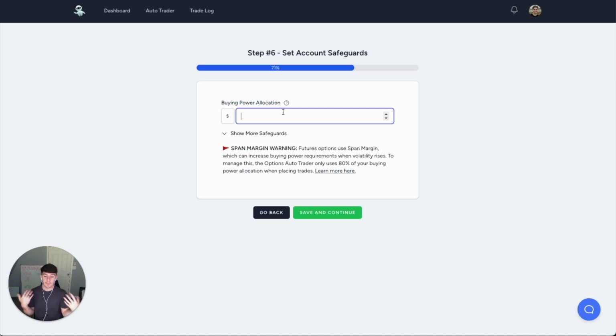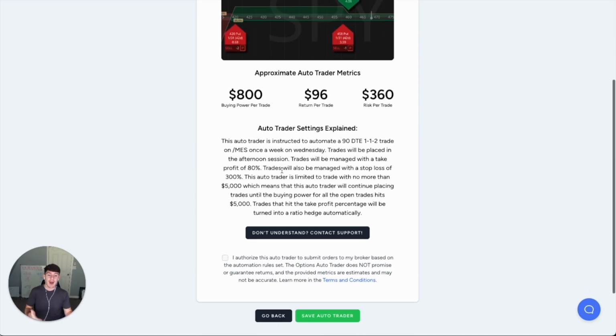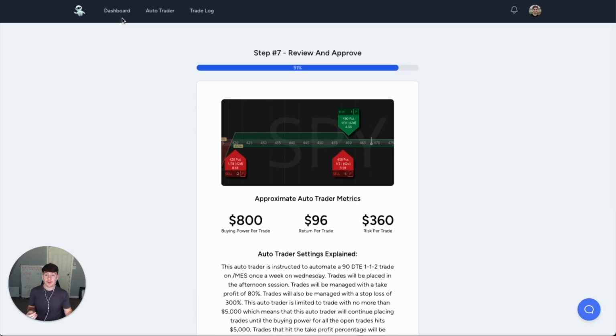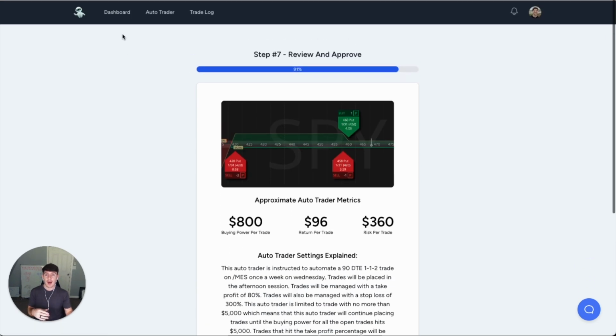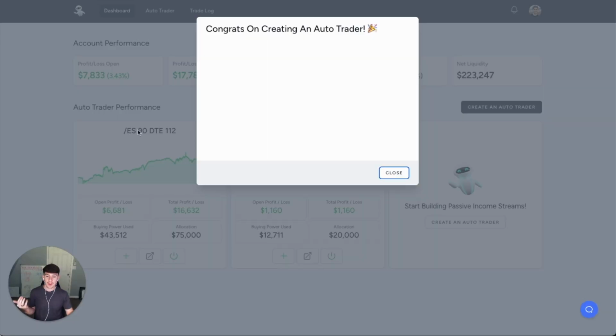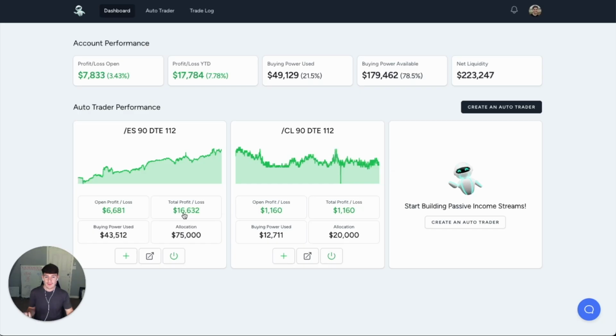Next, you tell it how much money you want it to trade with. Let's just say 5,000 for this example. And just like that, you have an auto trader. And you guys can see here, you just need to click save. But again, I already have two. I have one with ES that's made me almost 17,000, and I have one with CL that's made me 1,000 so far, because again, I'm trading with a lot less here.